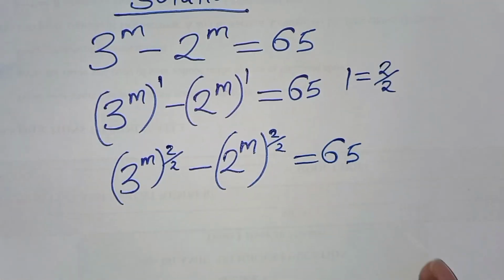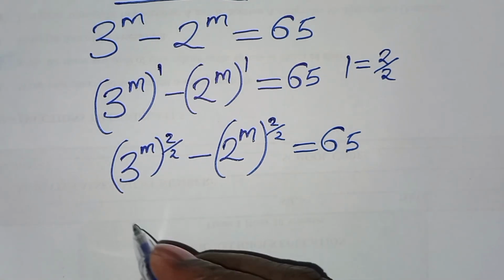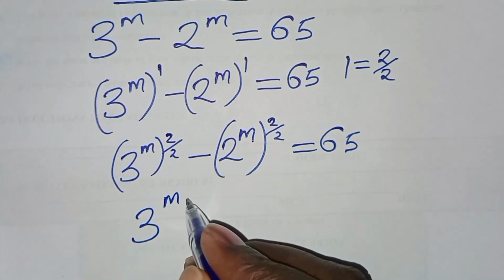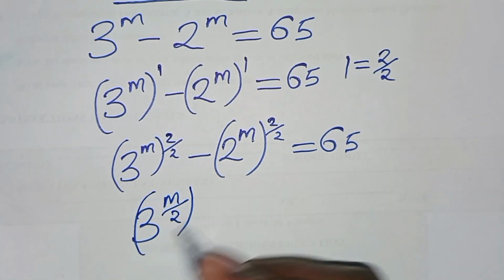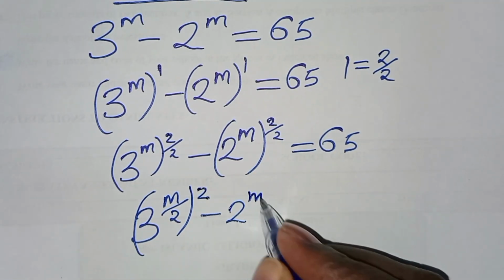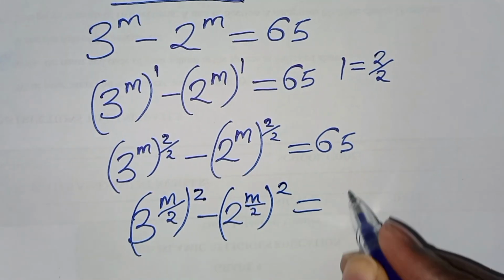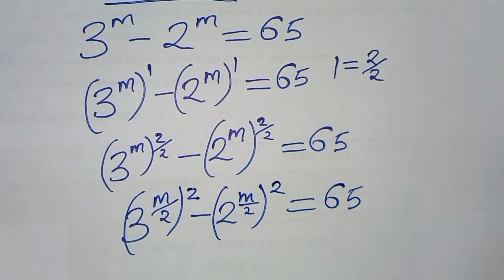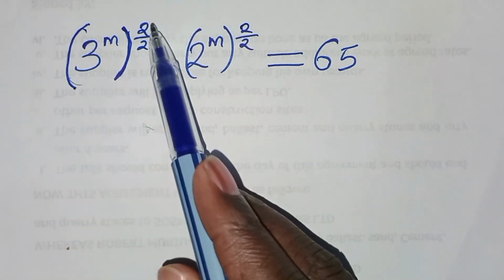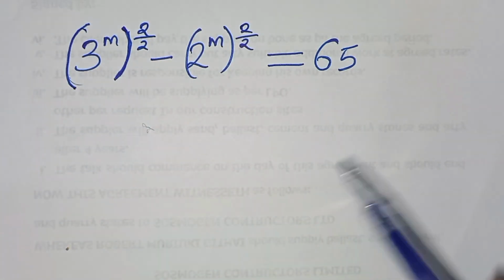The next step from here, we have that this is the same thing as 3 to power m over 2 raised to power 2, subtract 2 to power m over 2 raised to power 2. This is equal to 65. Now we have 3 to power m raised to power 2 over 2, subtract 2 to power m raised to power 2 over 2. This is equal to 65.